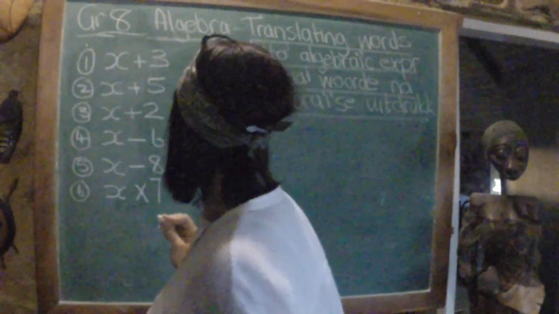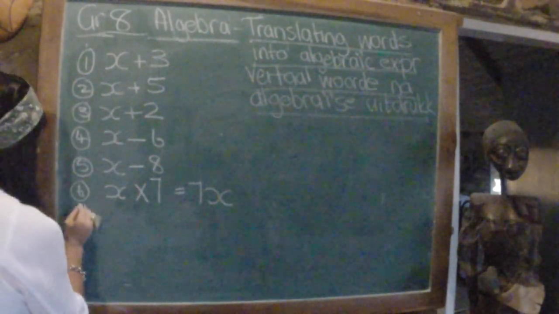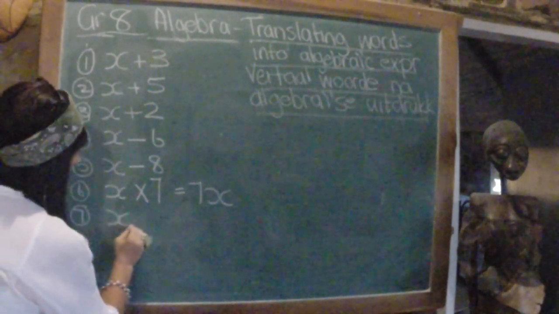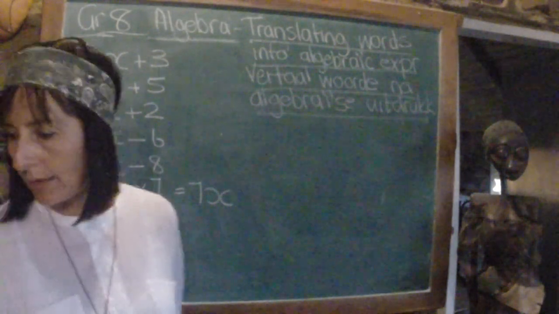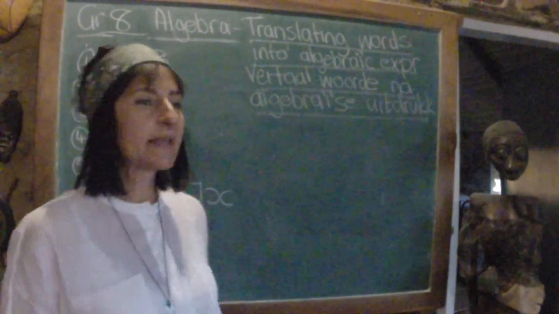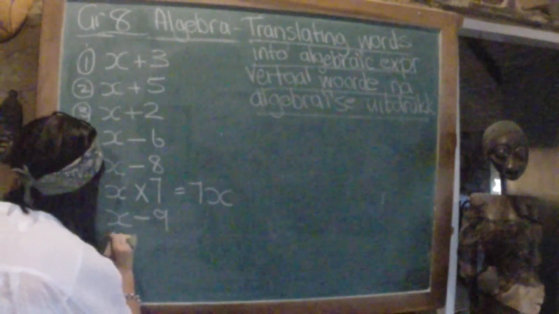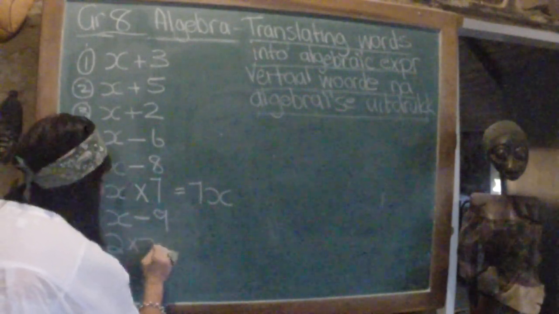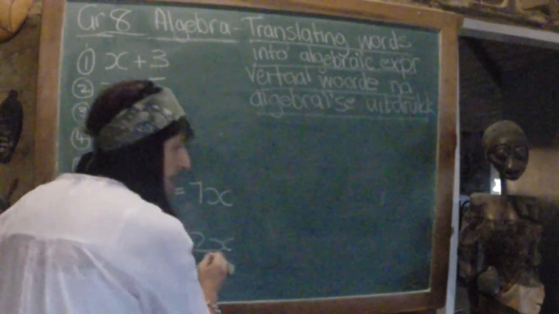Goed, volgende een. 9 less than a certain number. 9 minder as 'n sekere getal. Baie maklik. Twice a certain number. 2 maal 'n sekere getal. 2 maal, ek skryf presies wat ek sê. And that can be simplified as 2x. Easy peasy.